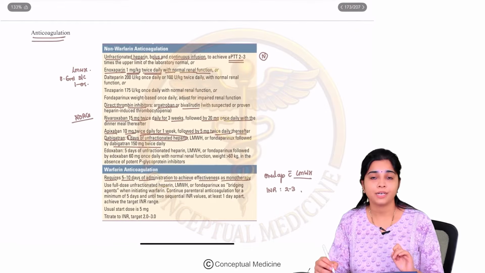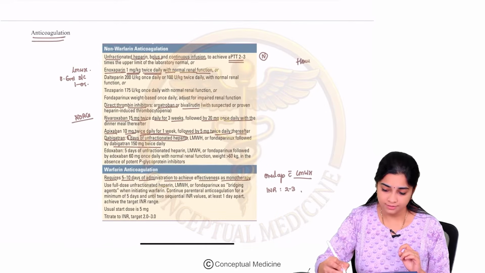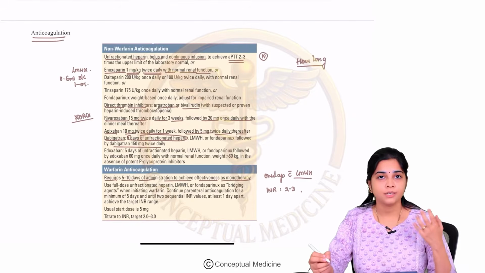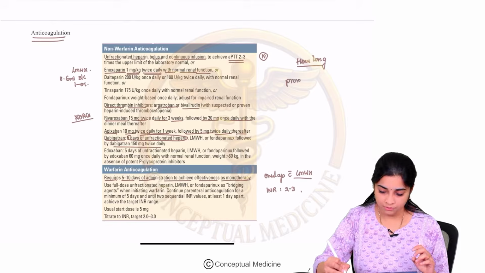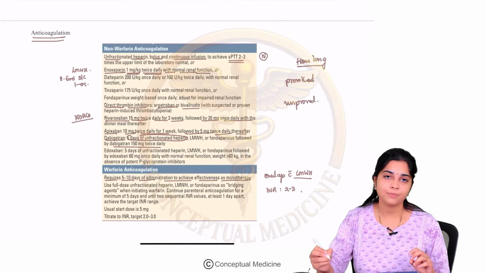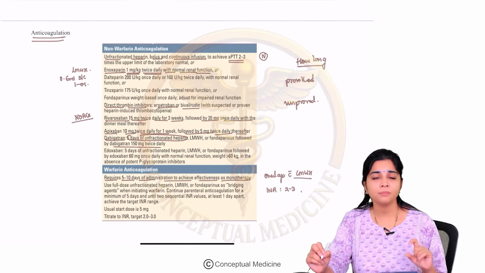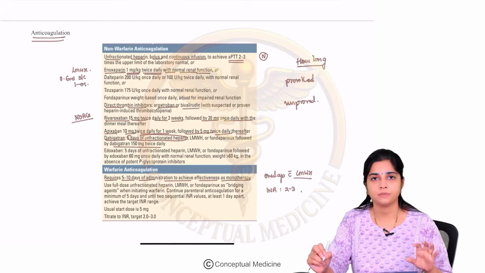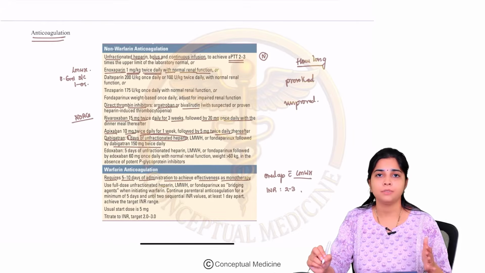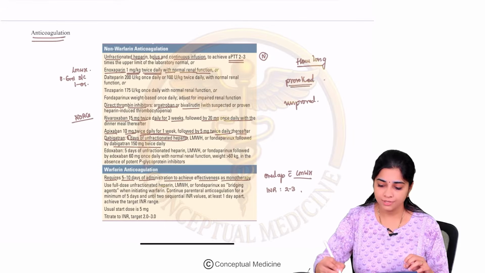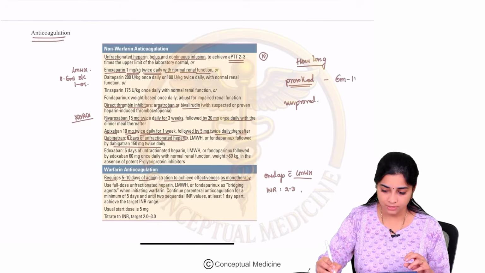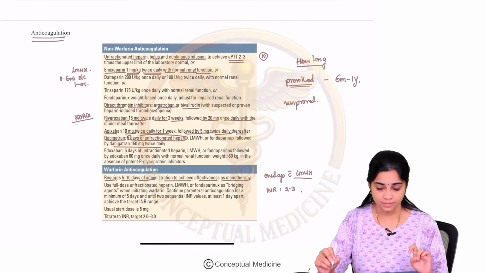The question now arises, how long you want to treat these patients? So previously we used to have this concept of provoked versus unprovoked PTE. Provoked versus unprovoked PTE means what? Provoked means there was an underlying reason for which this PTE could have happened. For example, maybe there was an underlying pneumonia, maybe there was an underlying OC pill use or a malignancy. So in these kind of patients, you give it for a period of about 6 months to 1 year, and then you can safely stop the anticoagulation.